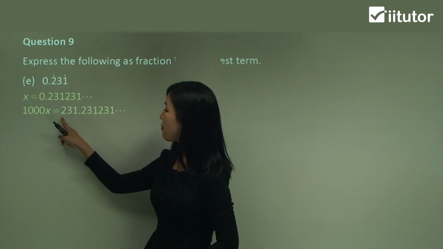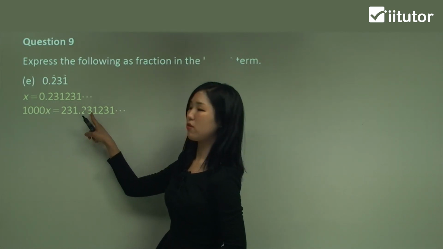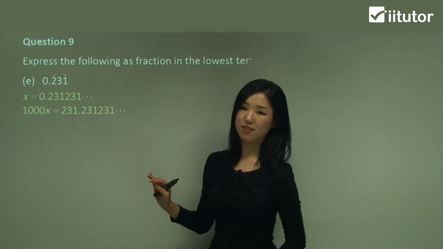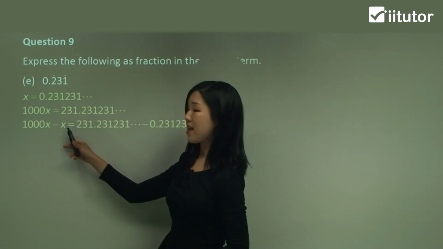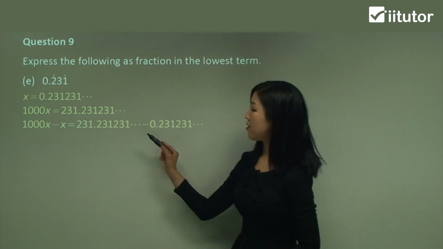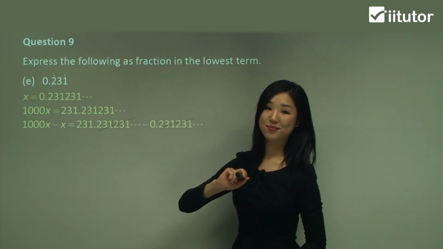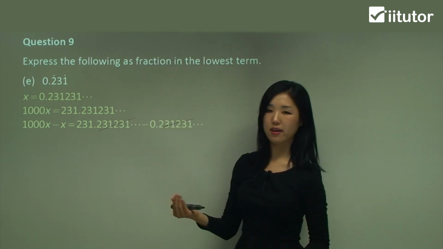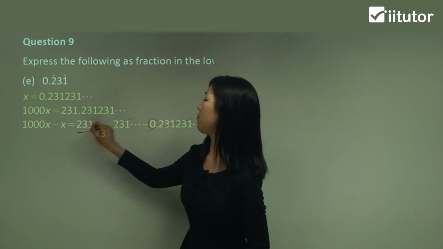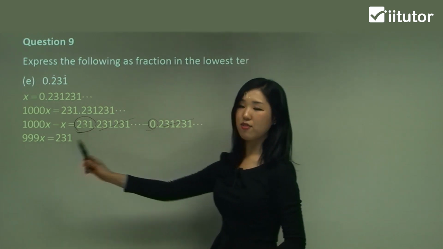So if I multiply by the 3 zeros, so the 1,000, again we'll have 231, 231 after the decimal point. So then we can just subtract these two. So 1,000x minus x, and then the 231 minus the 0 point. So you can see the numbers after the decimal point are the same, cross them out like that. Okay, you can put them under each other if you like. And then therefore we just have 231 minus the 0, so that will make 231, and 999x on the left.